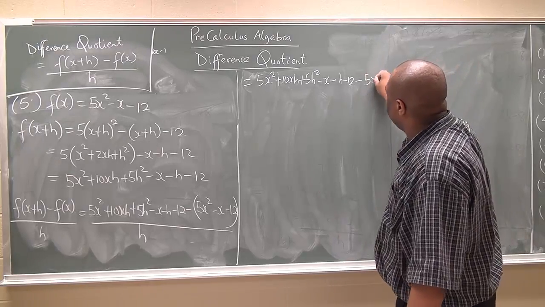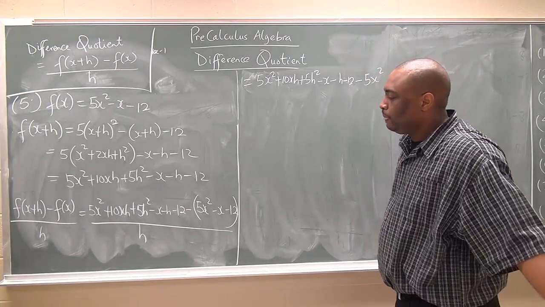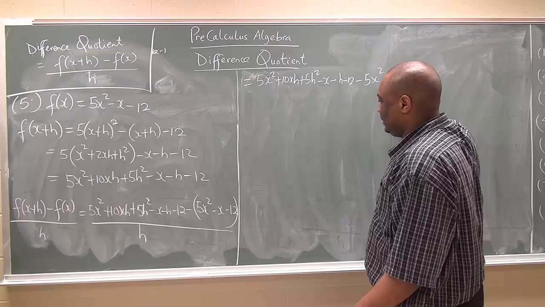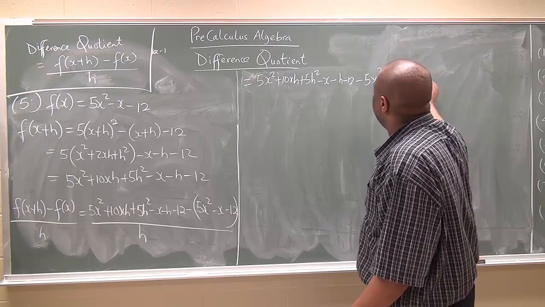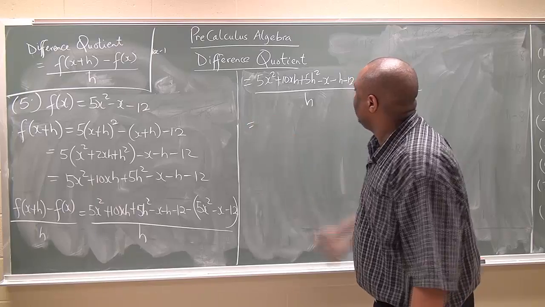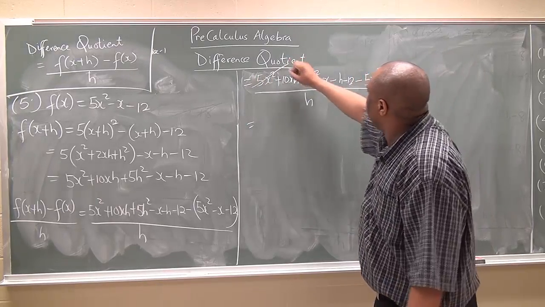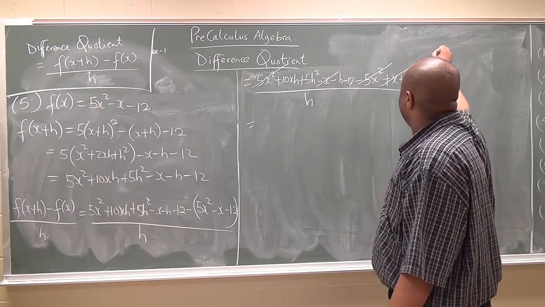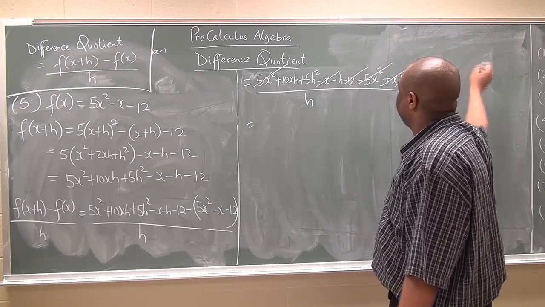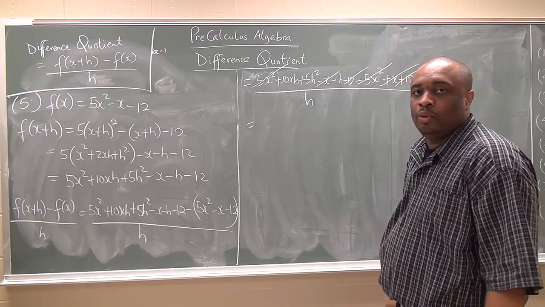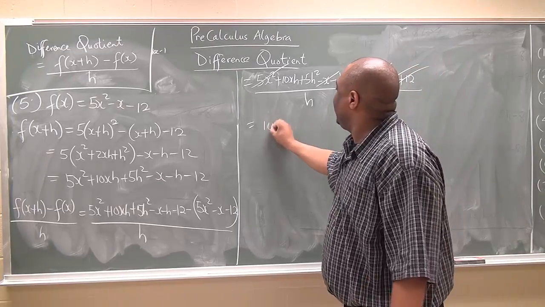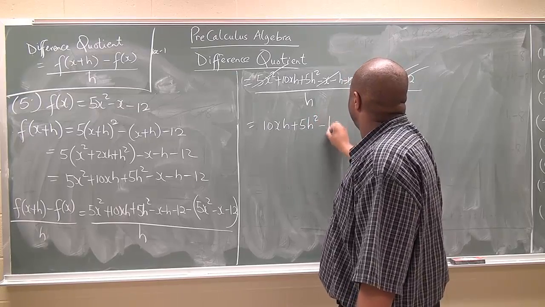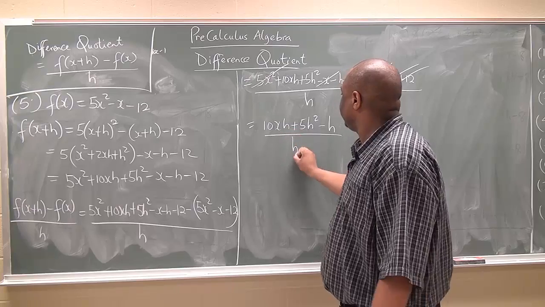Minus 5x squared, distributing the negative 1 with the distributive property. Minus 5x squared plus x plus 12, all over h. And this will now be what? 5x squared minus 5x squared, gone. Minus x plus x, gone. Minus 12 plus 12, gone. So what do we have left? We now have 10xh plus 5h squared minus h, all over h.